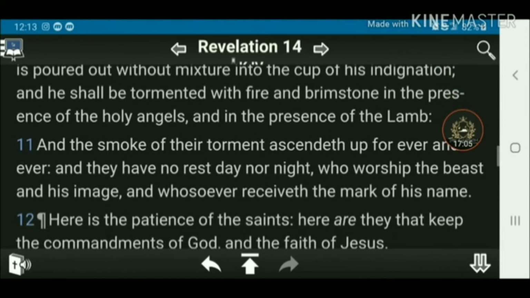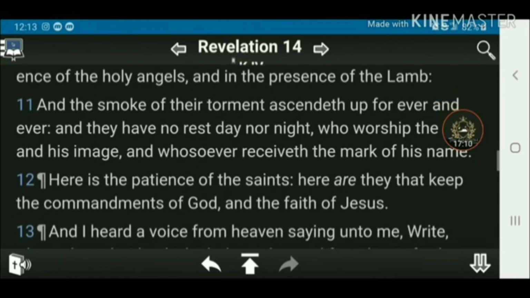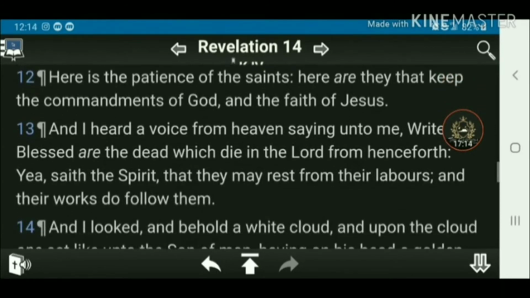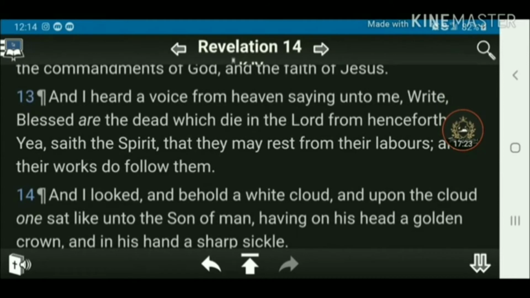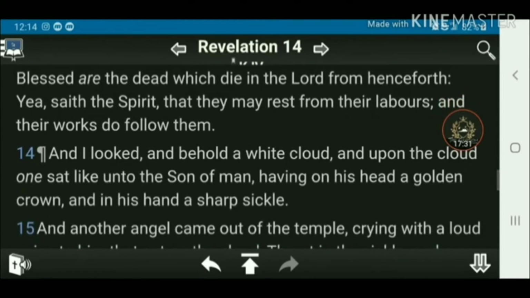And he shall be tormented with fire and brimstone in the presence of the holy angels and in the presence of the Lamb. Right? So this is all after. Here's the patience of the saints. Here are they that keep the commandments of the Most High and the faith of Yahweh Shai, right? So the scripture says here in verse 13, and I heard a voice from heaven saying unto me, Write, blessed are the dead which die in the Lord from henceforth. Yea, saith the Spirit, that they may rest from their labors, and their works do follow them. There's going to be a lot of people that die in that time.